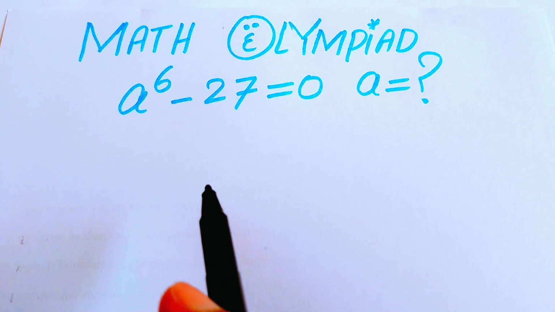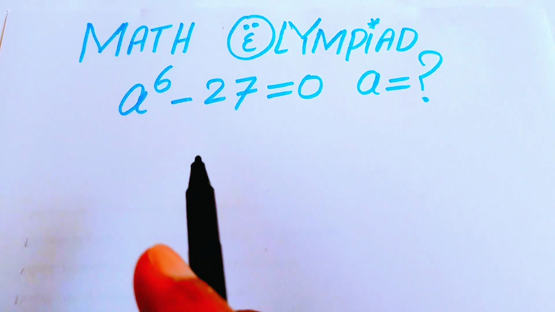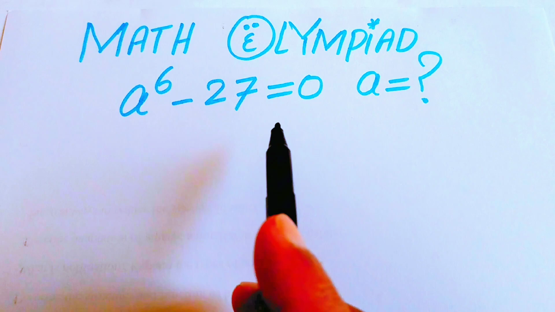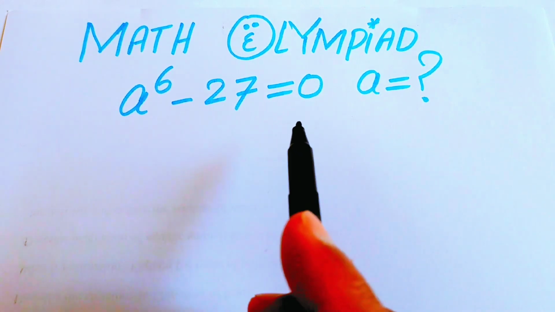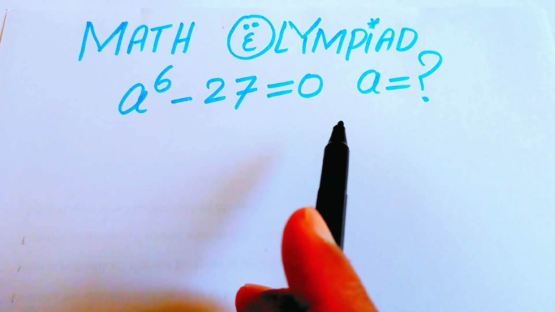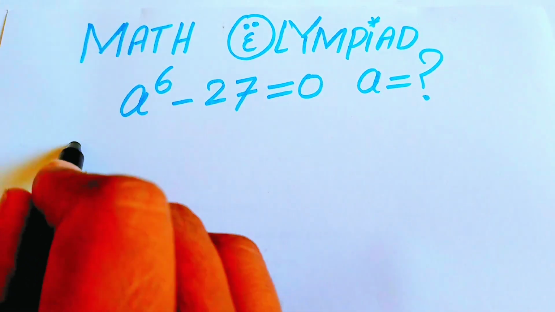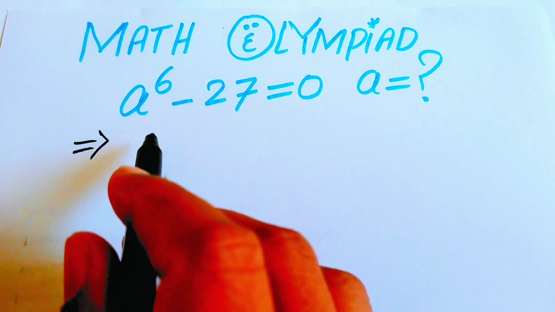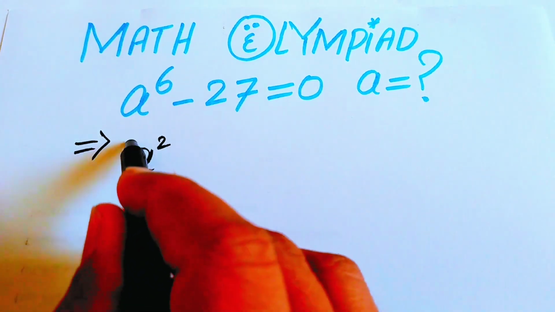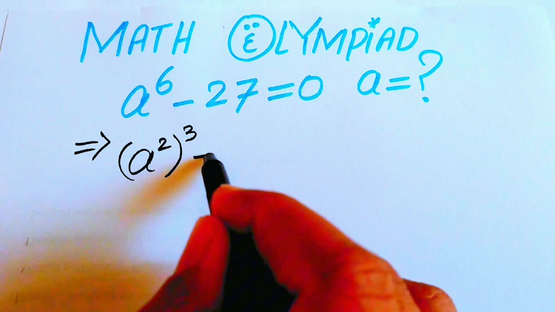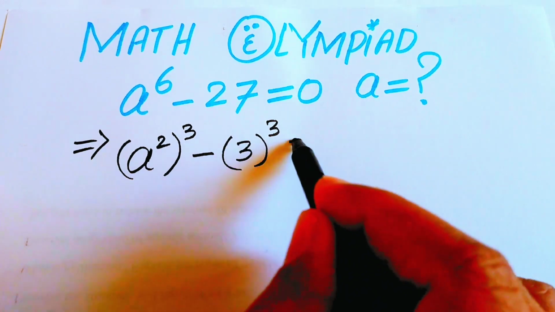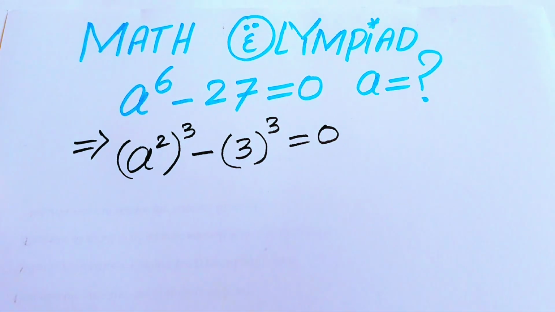In this video we are going to solve this nice math Olympiad algebra problem, and here we have a to the power of 6 minus 27 equals 0, and we solve this problem for the values of a. So the very first step is that we rewrite this equation. We have a to the power of 6, and we write it as a square and its whole cubed, minus, we write this 27 as 3 cubed, and this whole equation equals 0.